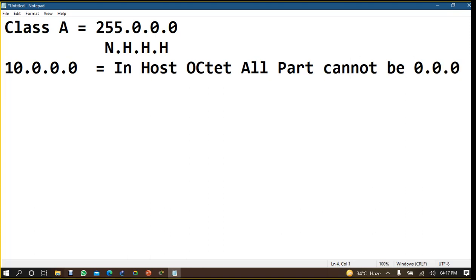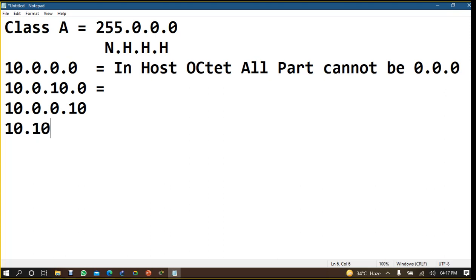But I can use 10.0.10.0, because the rule says that all host octets cannot be 0. Here, how many host octets do you have? Three. I can use two zeros but not three. Here also you can see 10.0.0.10, no problem, it's a good IP address. 10.10.0.0, no problem. 10.10.10.0, no problem. See, here also I am using 0, but this is a valid IP address.